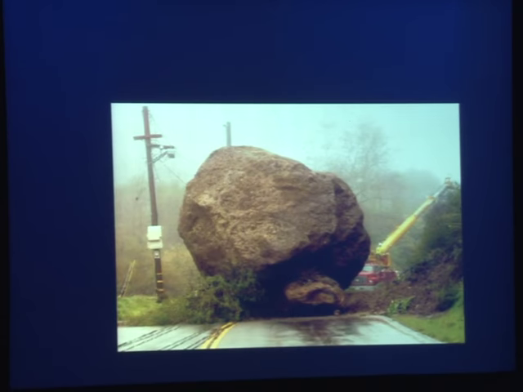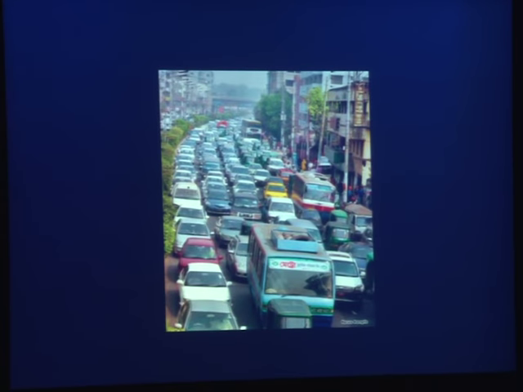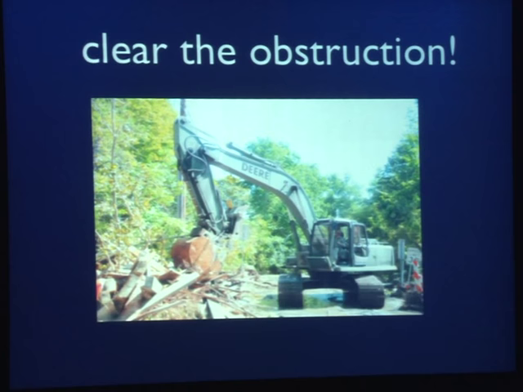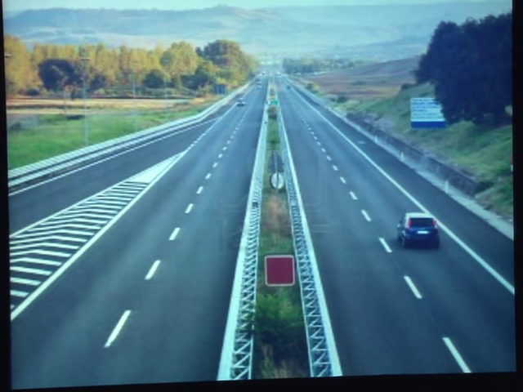So if there's an obstruction which is causing a traffic jam, what is the most logical solution to this problem? Squeezing through, or employ your equipment, clear the obstruction and get the highway free.